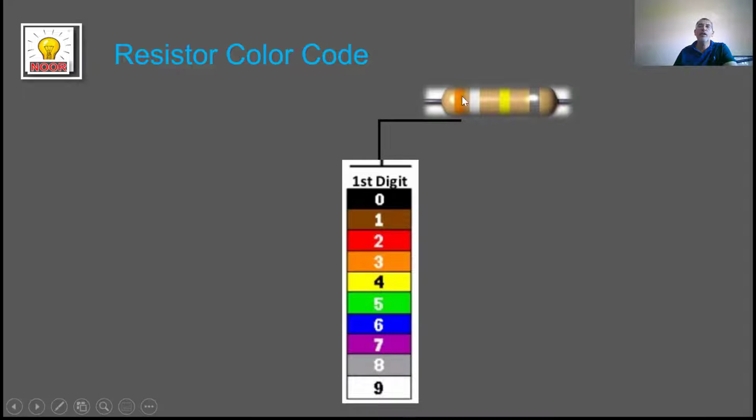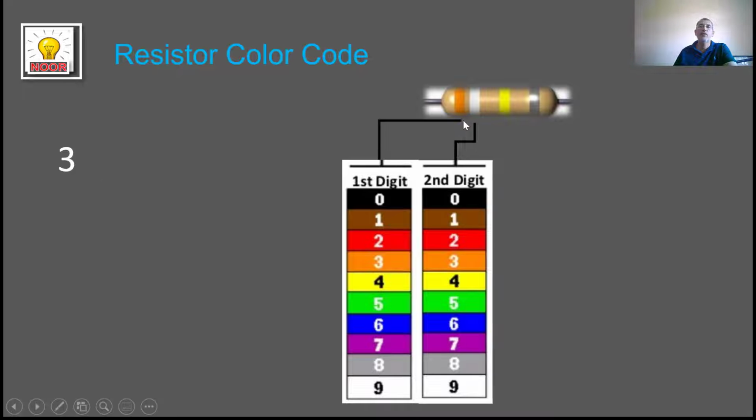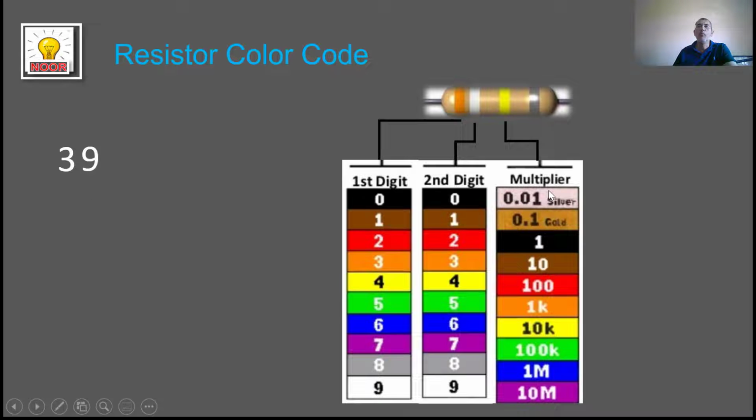So for example, the first band here is orange, which gives you the first digit. We know orange is number 3, so we put 3 here. The second band gives you the second digit, and we have white, so white is number 9, so we put 9 here, okay? And then the third band gives you a multiplier.